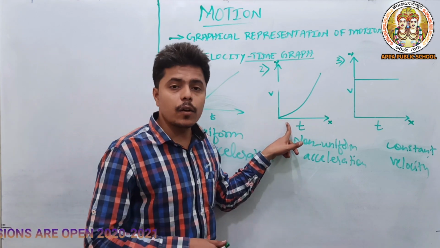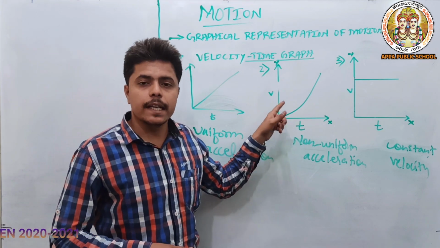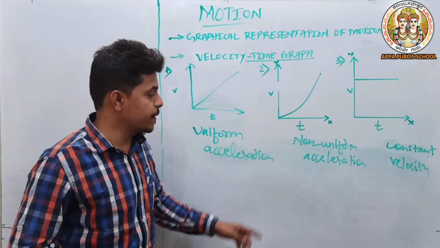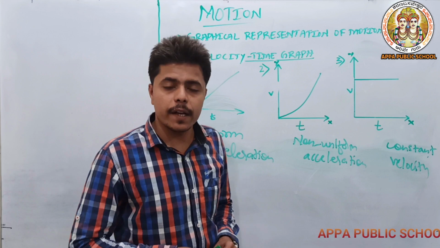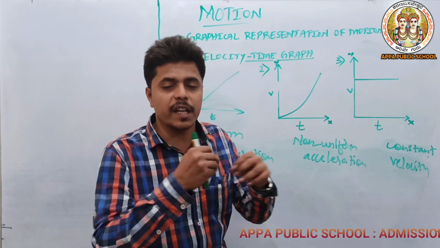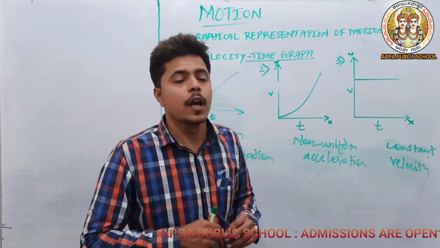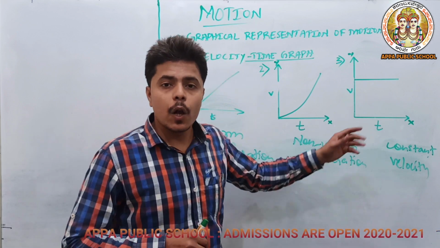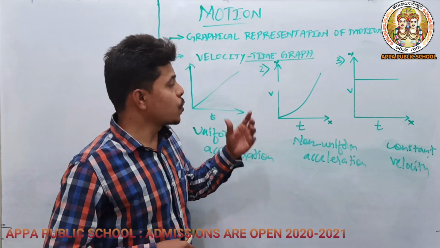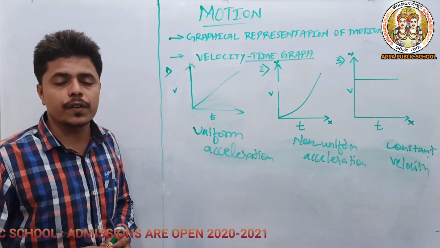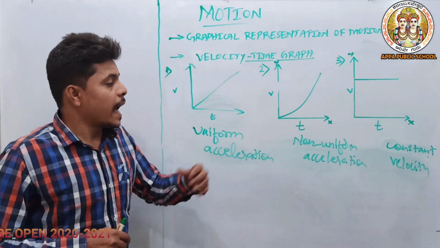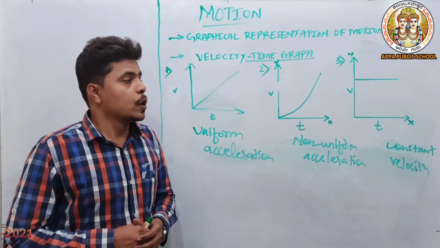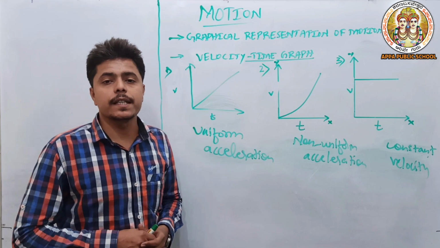And then the rate of change of velocity of the body is not the same with respect to time, so we say non-uniform acceleration. And the body is moving with a constant velocity. For example, the body is moving with 40 meter per second continuously, so we say this is a constant velocity graph. So we have come across three different types of velocity time graph: uniform acceleration, non-uniform acceleration, and the last is constant velocity graph.